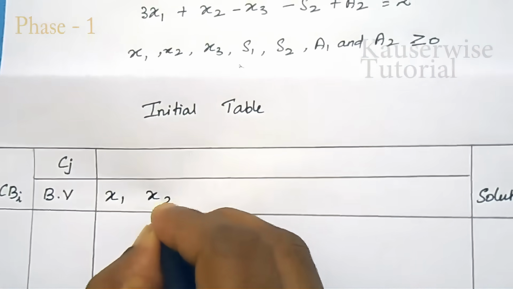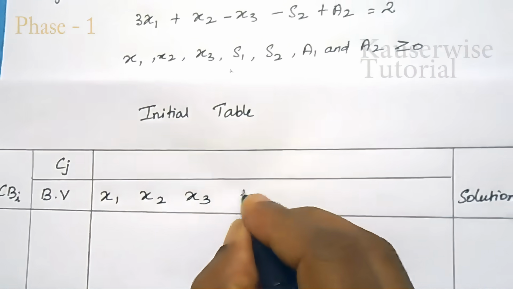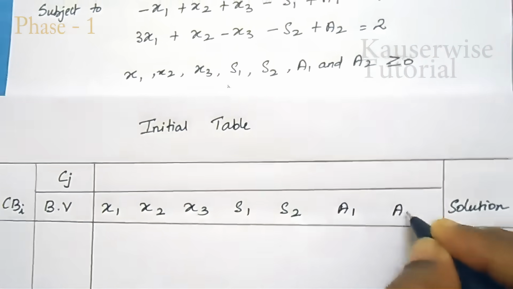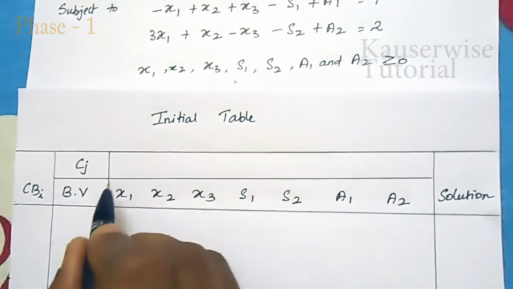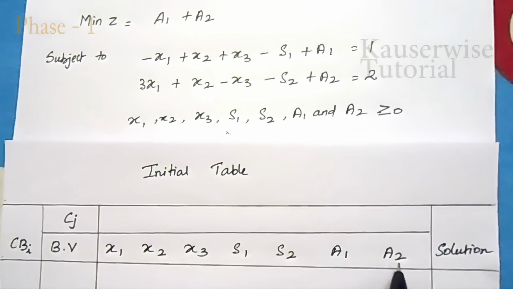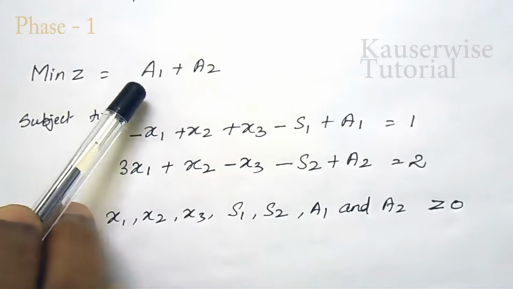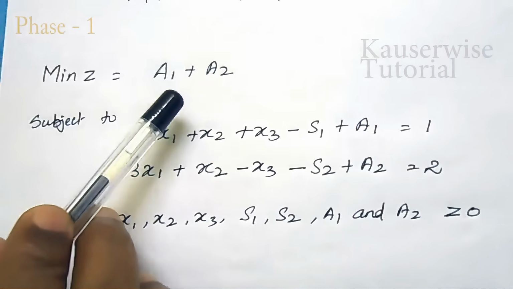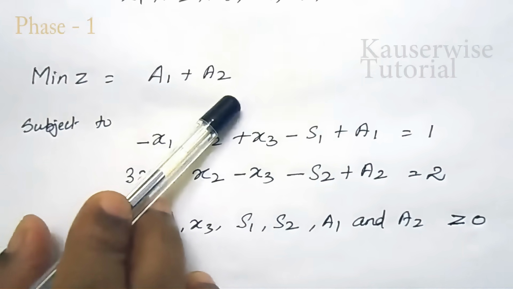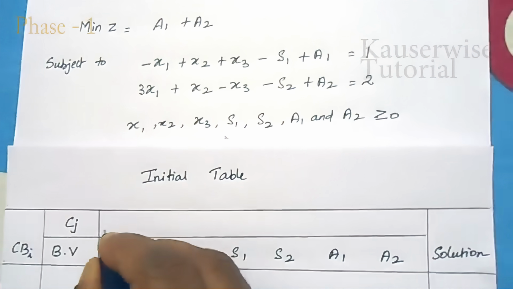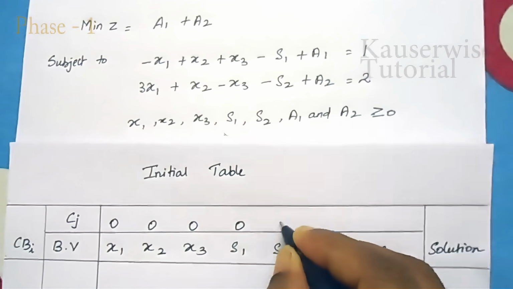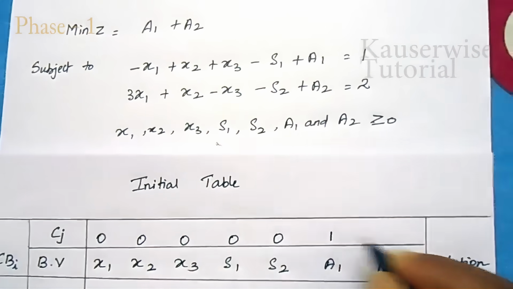x1, x2, x3, s1, s2, a1 and a2. Values of the basic variables. For Cj, we have to take 0 for all the values except artificial variables. Look at the revised objective function. Here we have only artificial variables a1 and a2. So assign 1 for a1, a2, and for other variables put 0. So x1 0, x2 also 0, x3 0, s1 0, s2 also 0. For a1, a2 1, 1.